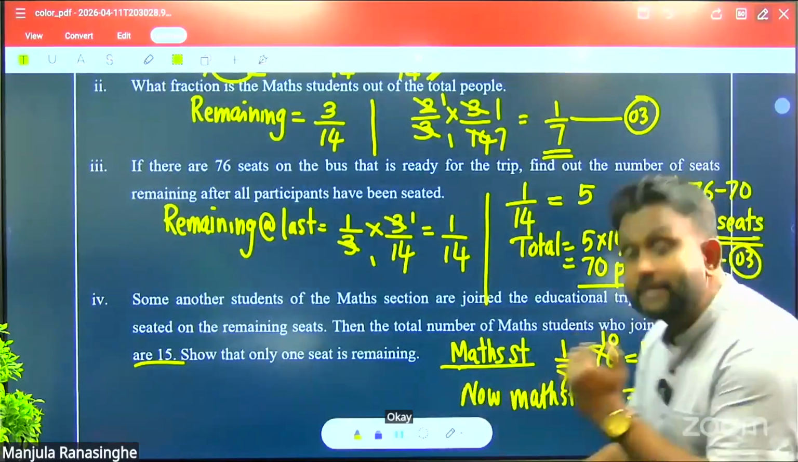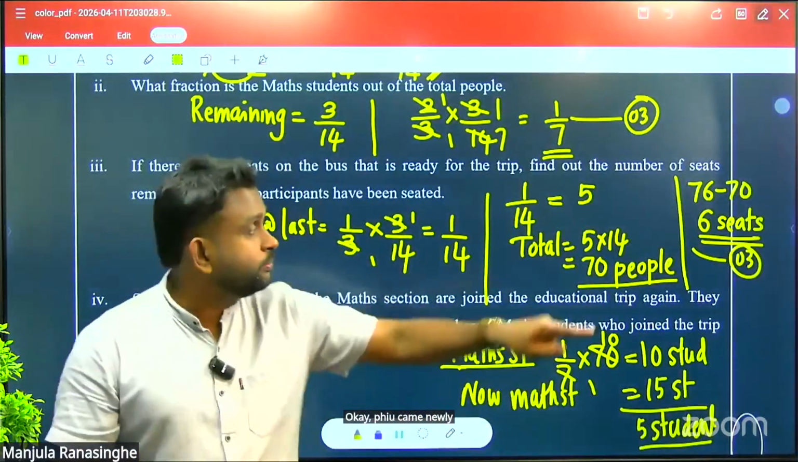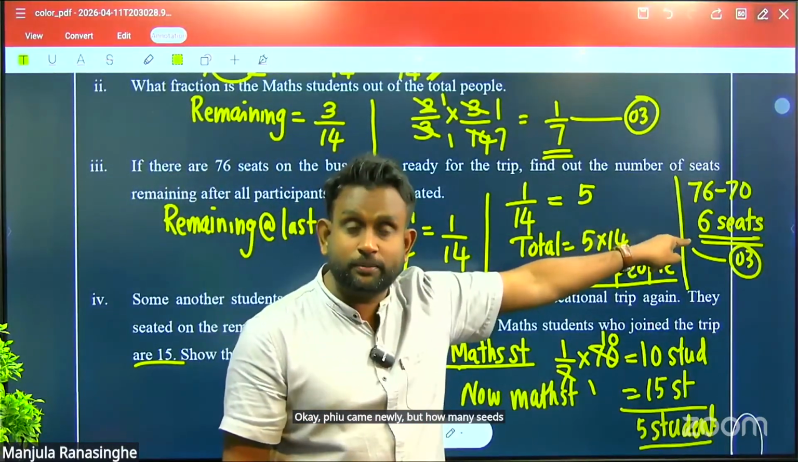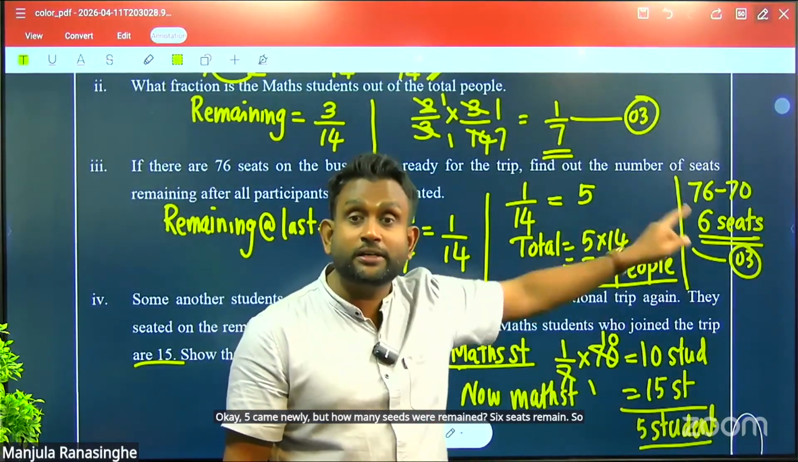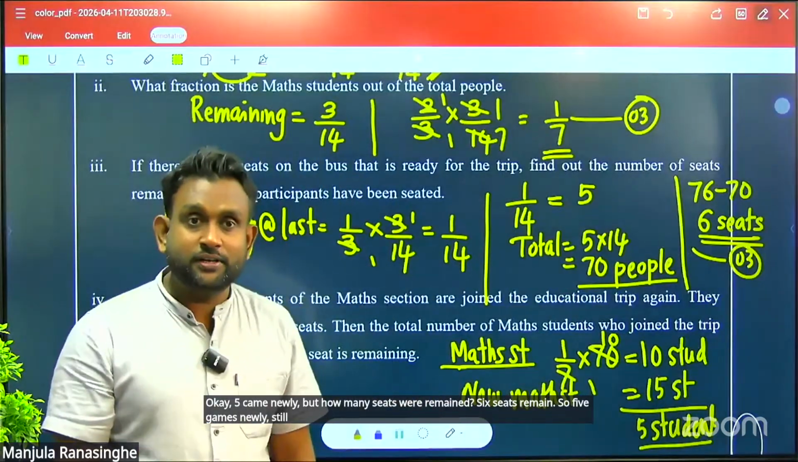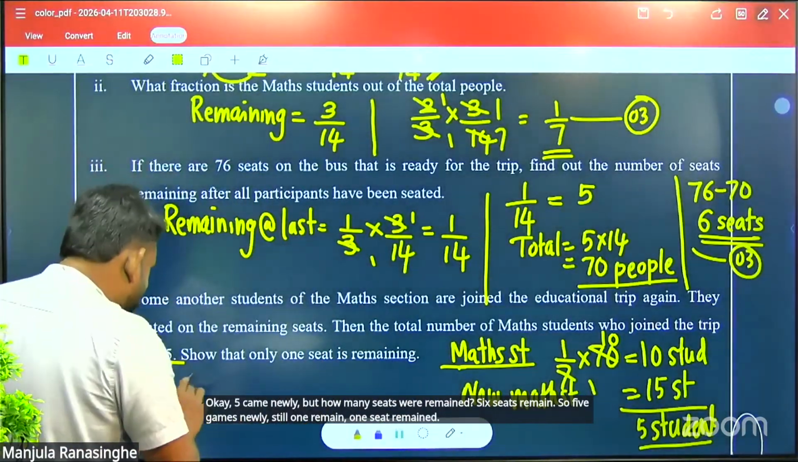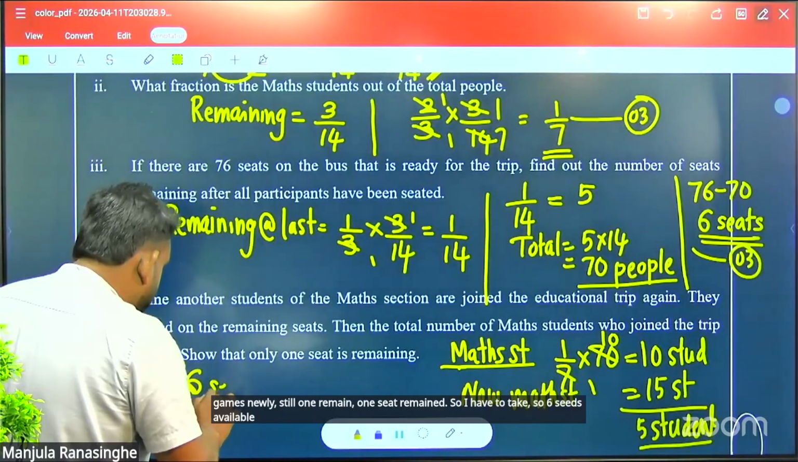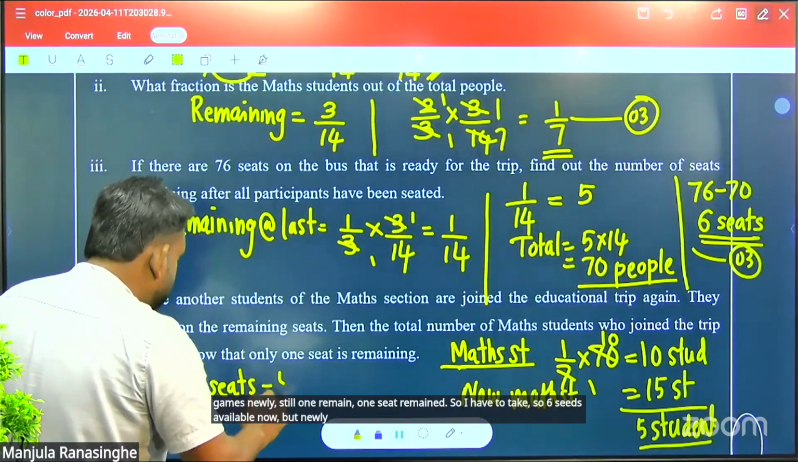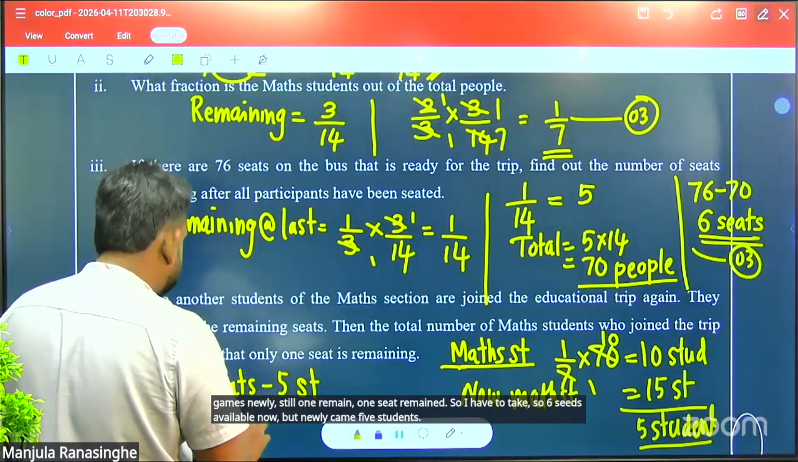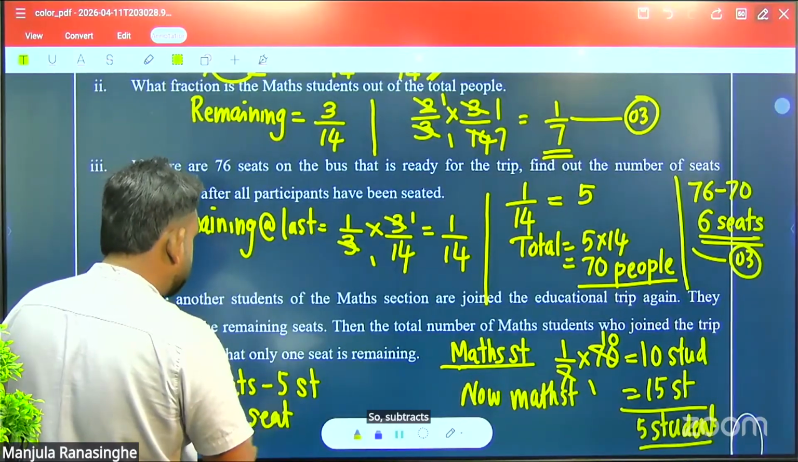5 came newly, but how many seats remained? 6 seats remain. So 5 came newly, still one seat remains. So how to take? 6 seats available now, but 5 students newly came. So subtract, one seat remains still.